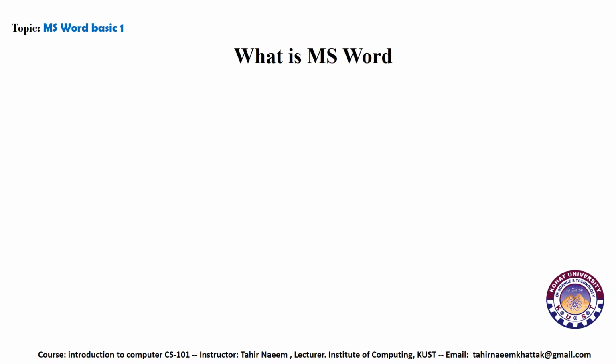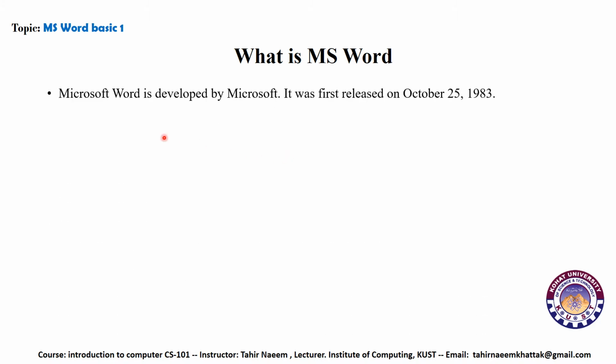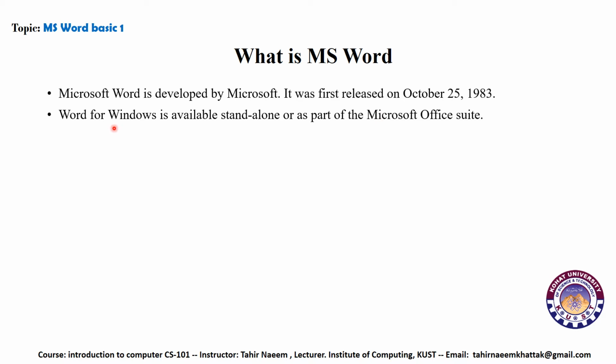Let's start with what is MS Word or Microsoft Word. Microsoft Word, as the name suggests, is developed by Microsoft. The first MS Word was released on October 25, 1983. Word for Windows is available standalone or as part of the Microsoft Office suite. So you can purchase the license of Word, or you can purchase it in a package suite.